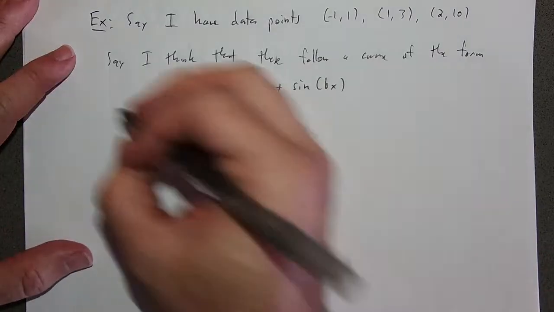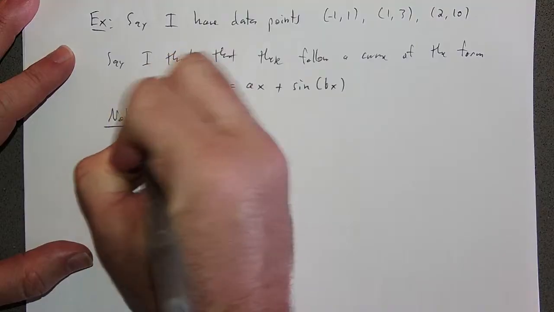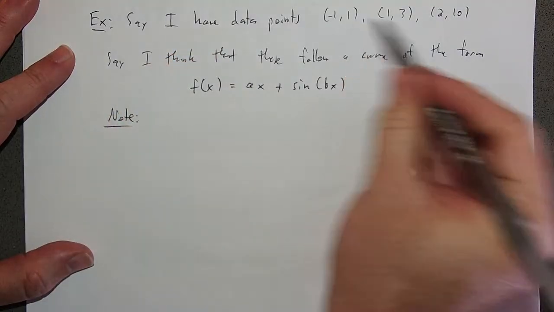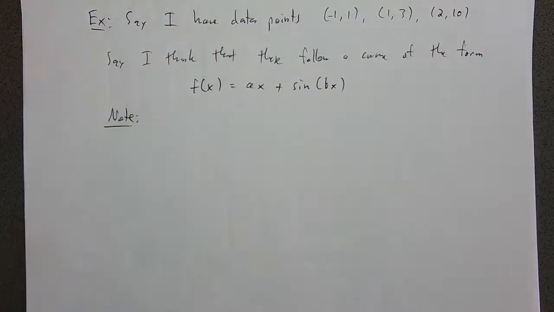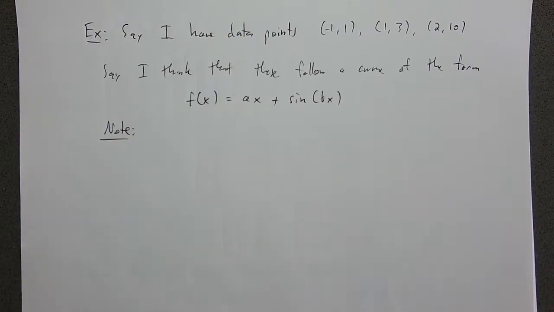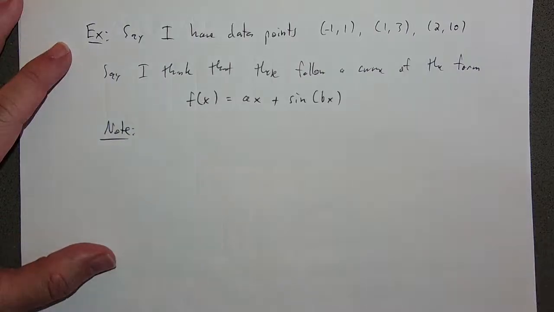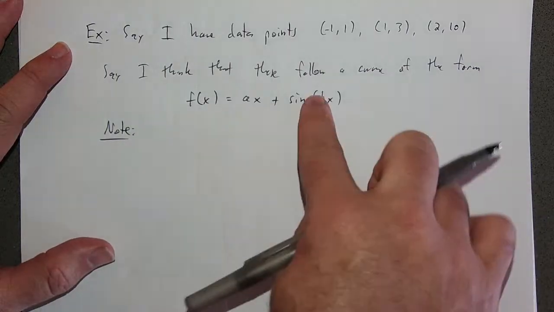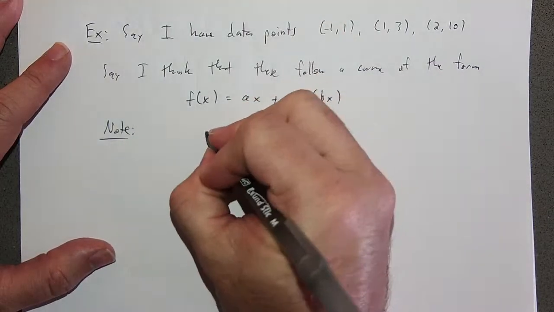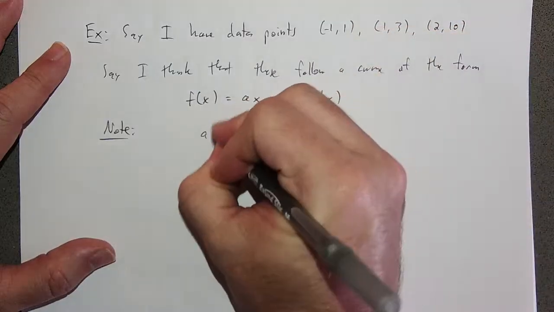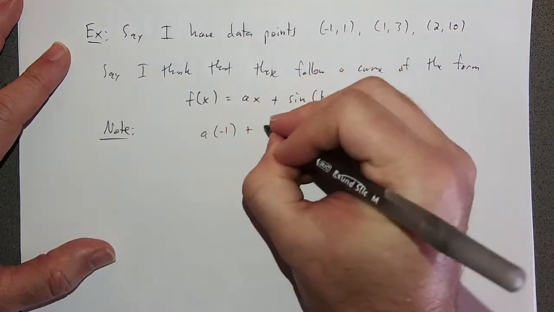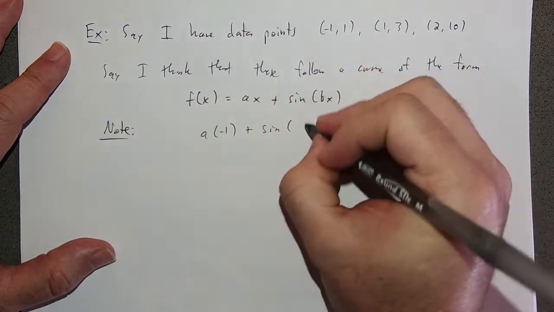So note, if we think that these 3 points all lie on the same function that looks like this, then there should be 3 equations satisfied here. The first one, for minus 1, 1, would be a times minus 1 plus sine of b times minus 1.